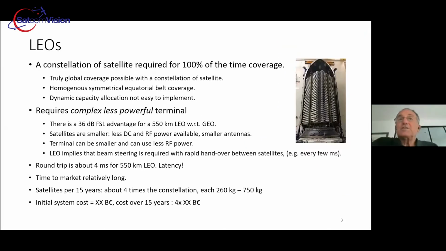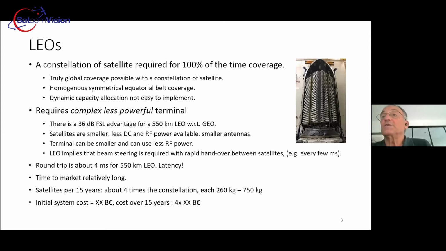If we now look at LEOs, you need a constellation if you want 100% time and area coverage. They can be truly ubiquitous, truly global. They tend to provide a homogeneous service symmetrical about the equator. And dynamic capacity allocation is not easy in my view.